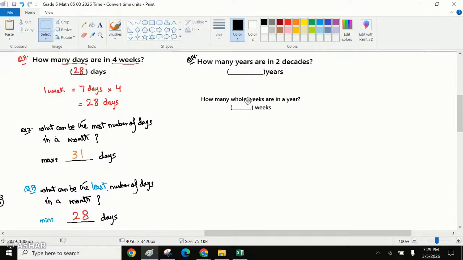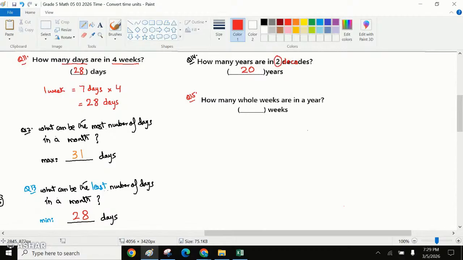How many years in 2 decades? A decade means 10. Deca, D-E-C-A, means 10, right? That means 2 decades would have 20 years. Agreed?